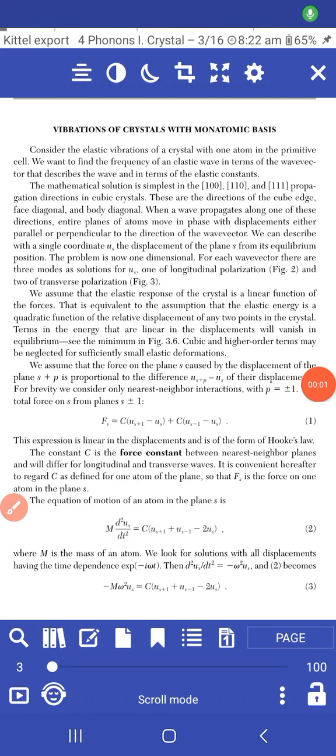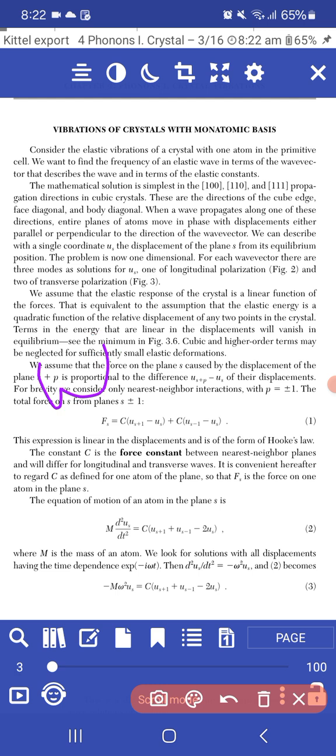The vibration of crystal with monatomic basis. Consider the elastic vibrations of a crystal with one atom in the primitive cell. We want to find the frequency of an elastic wave in terms of the wave vector k.